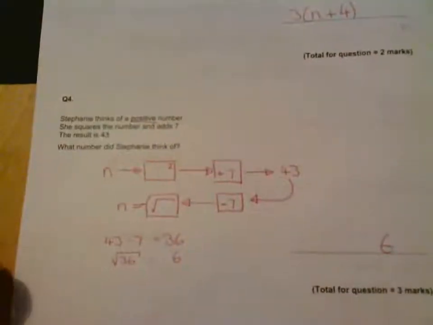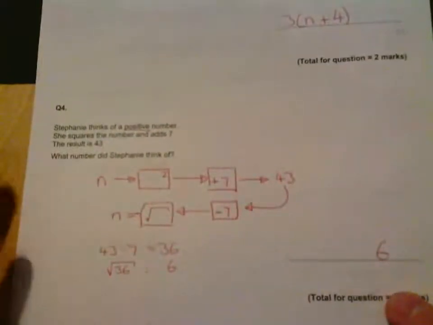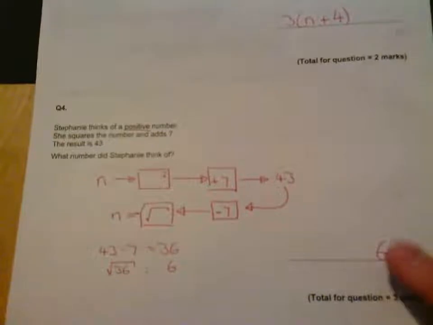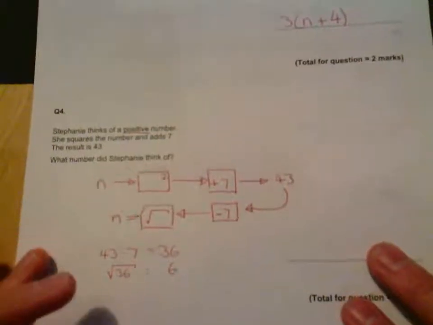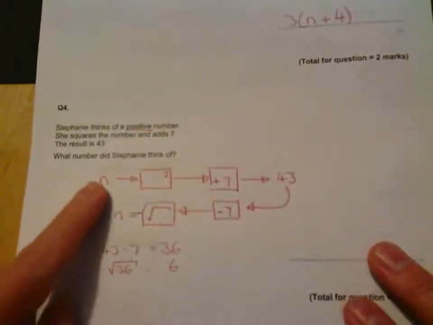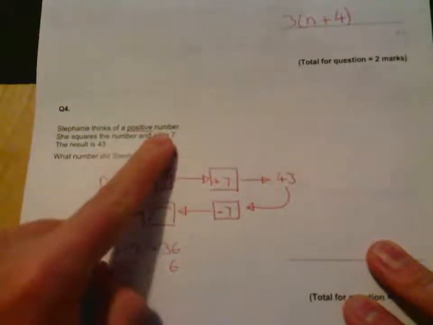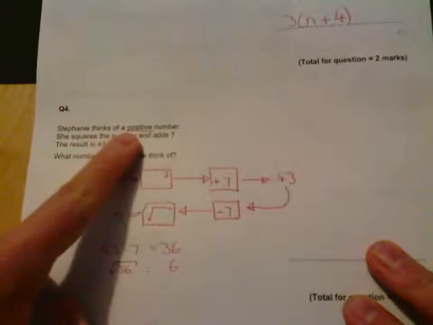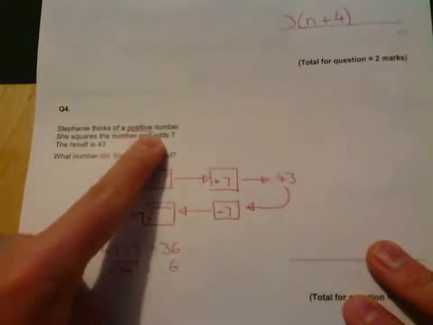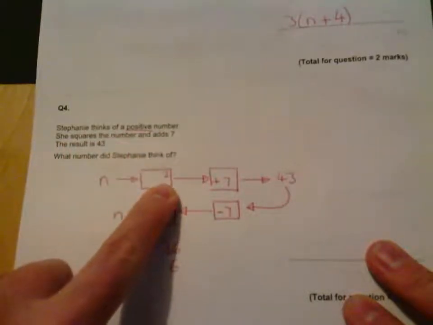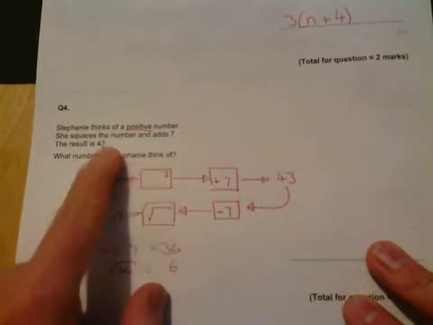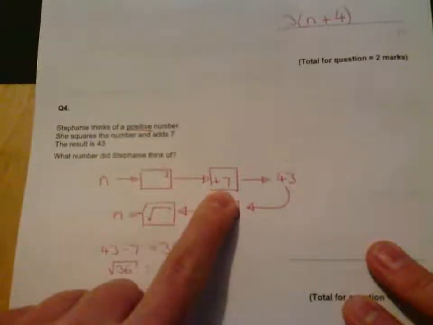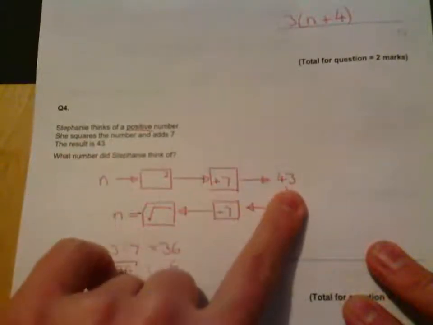Right, question 4. This was the flow diagram one. Well, I've answered it in a flow diagram. There are several different ways of answering this one. The way I thought about this is what's happened to my number, and it says it was a number, so I've just labeled it as n. Well, I said that Stephanie thinks of a positive number and she squares that number. Okay, so she squares it, hence my little 2 up here, and then she adds 7. So I've shown plus 7, and it gives an answer of 43.